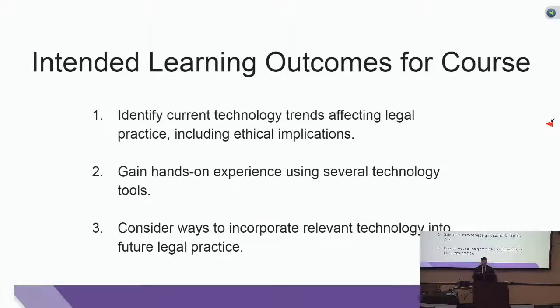So my intended learning outcomes for the course: one is just identifying the current technology trends and always pointing them back towards the ethical implications, not just the duty of technology competence, but third parties. We consistently try to talk about how all of that plays a role in the technologies.